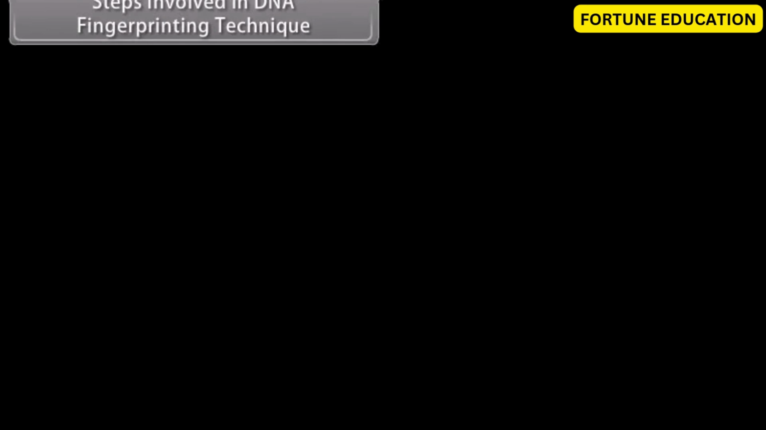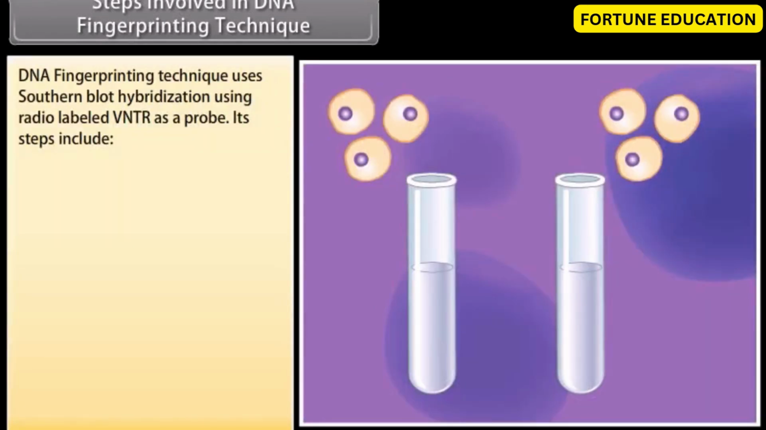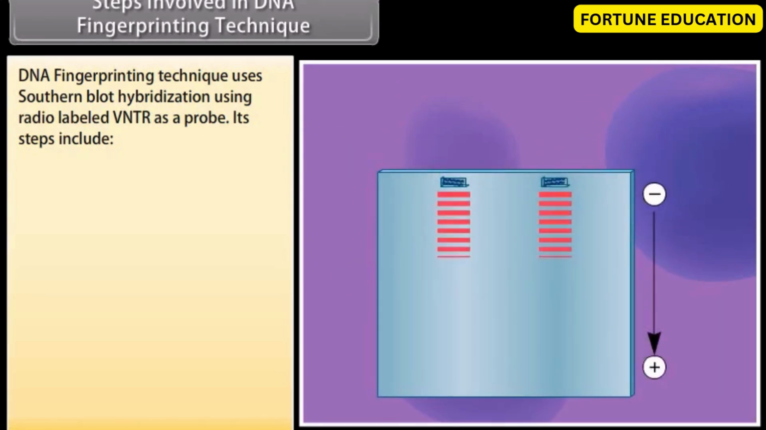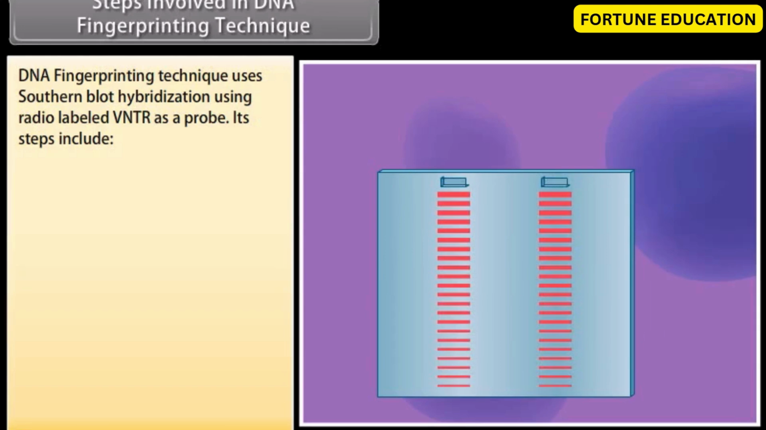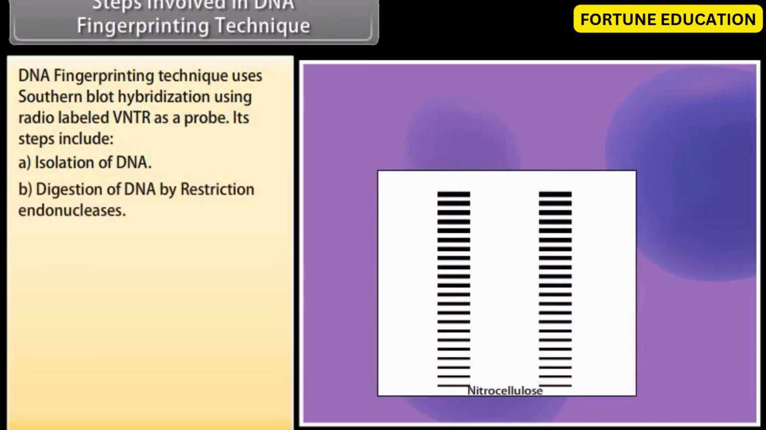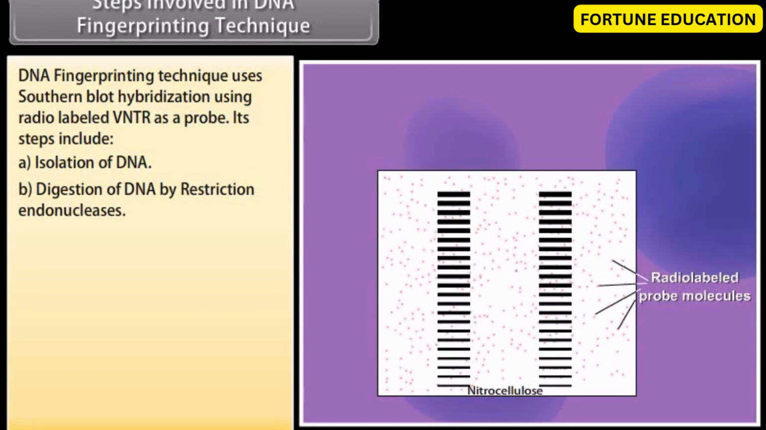Steps involved in DNA fingerprinting technique. DNA fingerprinting technique uses southern blot hybridization using radio-labeled VNTR as a probe. Its steps include A. Isolation of DNA. B. Digestion of DNA by restriction endonucleases.